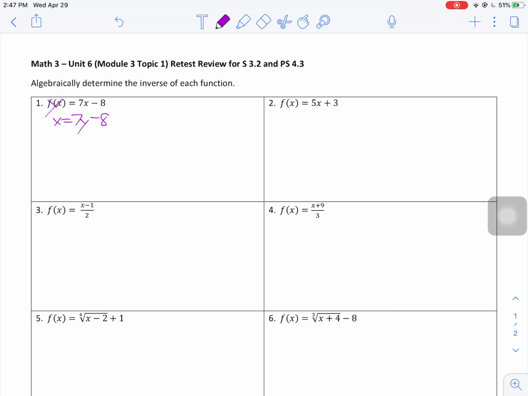From here, you want to solve for y, so isolate y by doing order of operations backwards. So I'm going to add 8 to both sides of the equation. And then to undo multiplication, I'm going to do division. So then at the end, we get y equals x plus 8 over 7. That's it. So I'll leave number 2 for you to do.